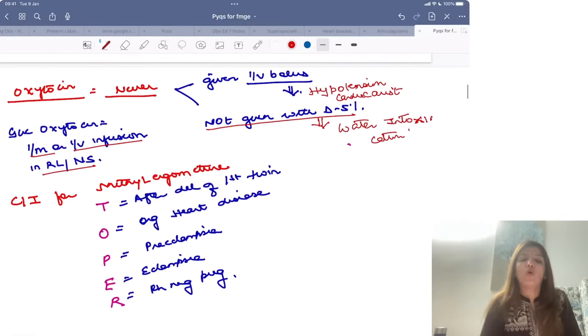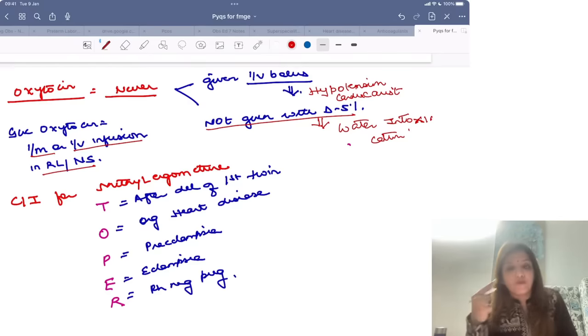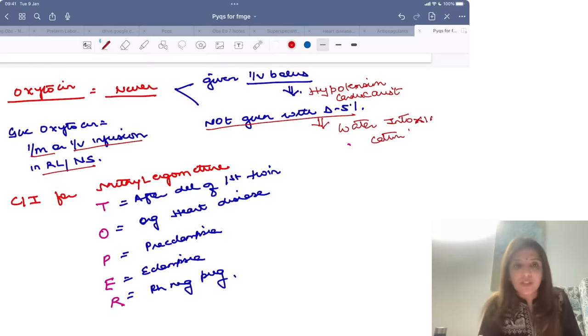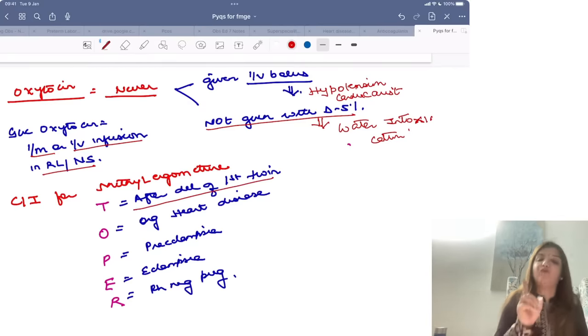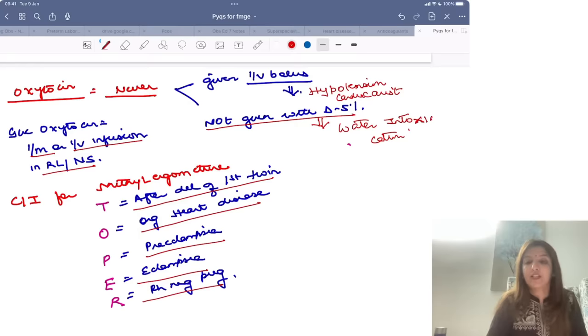Now quickly, I want all of you to revise contraindications for methyl ergometrine. So if you are a Marrow subscriber, I have told you the mnemonic for contraindications of methyl ergometrine. They are T-O-P-E-R. What is T? T is after delivery of first twin. You can give methyl ergometrine after delivery of second twin, but not after delivery of first twin. O stands for organic heart disease or any heart disease. P for preeclampsia, E for eclampsia, and R for Rh negative pregnancy.